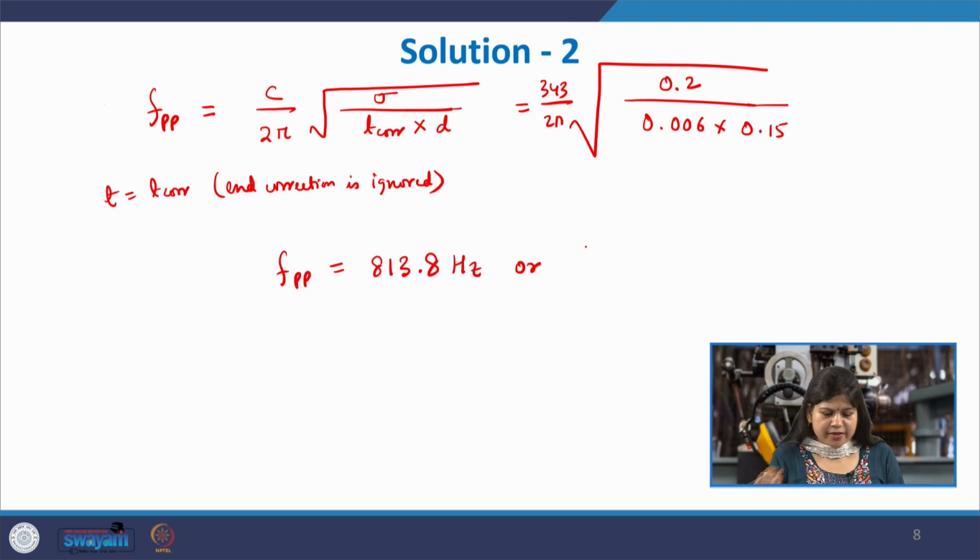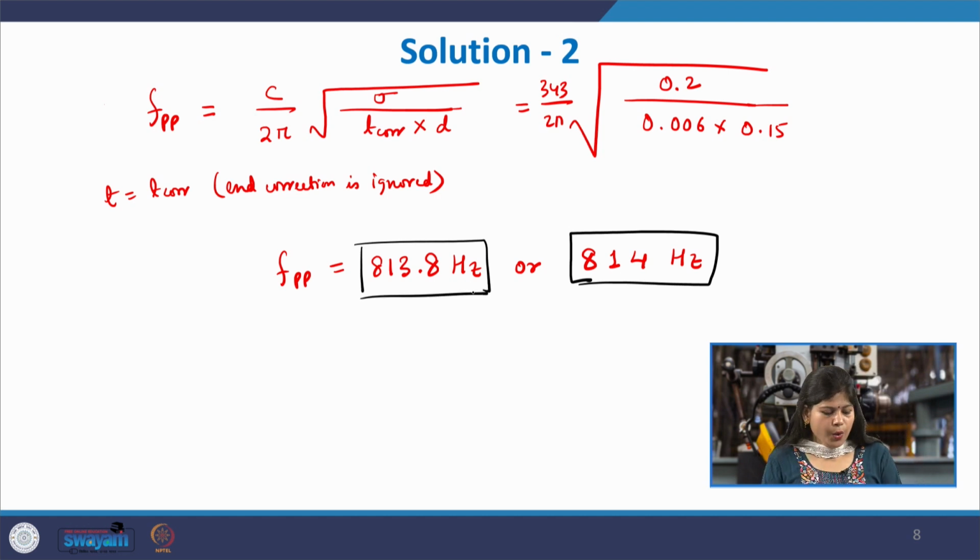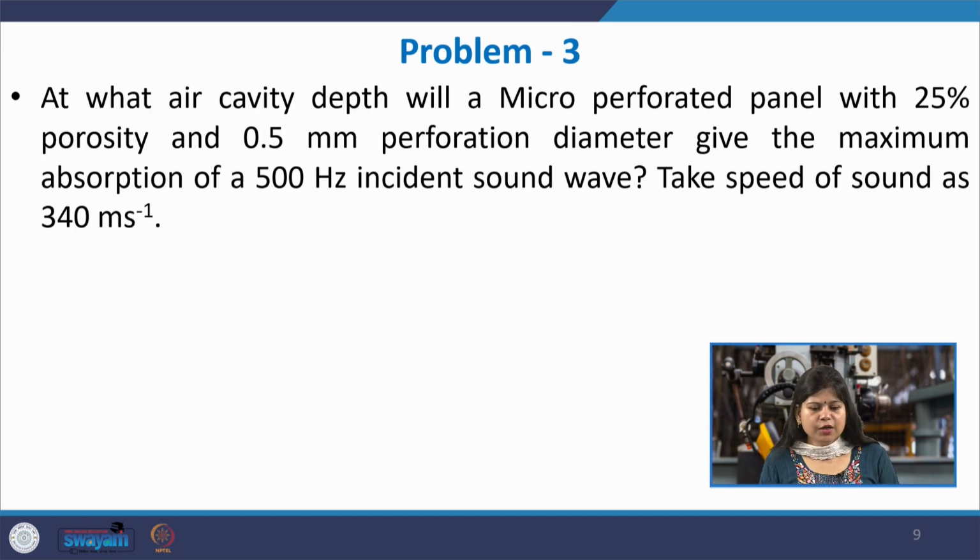Usually we express frequencies without a decimal point because very few measuring instruments measure the fractional frequencies. So, we can directly write it as approximately 814 Hz. This becomes the frequency of your panel, either this or this, both answers are acceptable. Okay. Now, let us see a third problem.